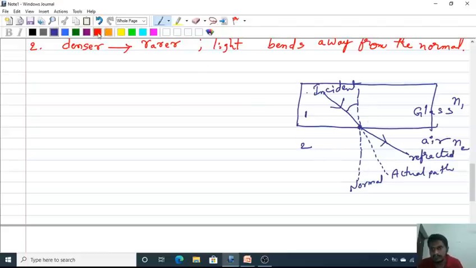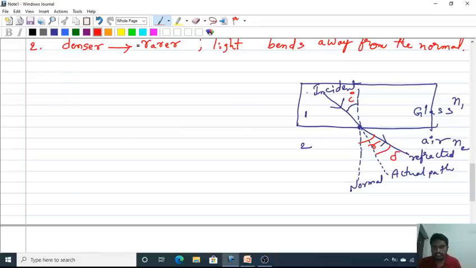I'll change the pen here. This is the angle of incidence, and where is the refracted ray? This is the refracted ray, and where is the normal? This is the normal. So this is the angle of refraction, but the angle between the deviated ray, or refracted ray, and the actual path is called the angle of deviation.